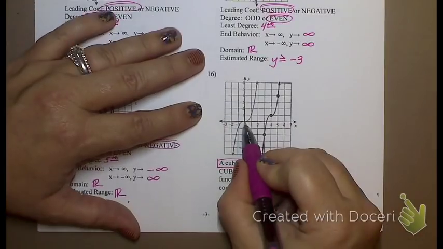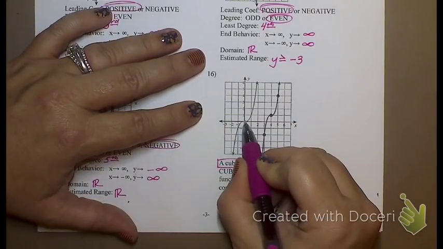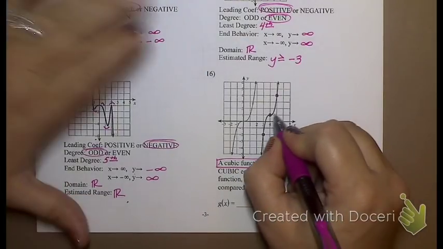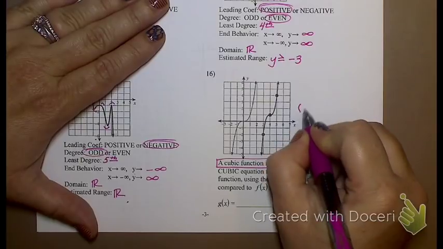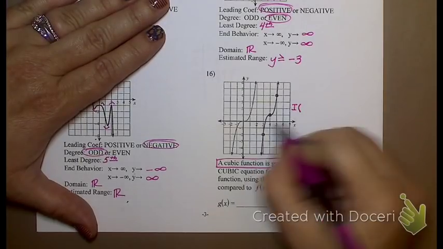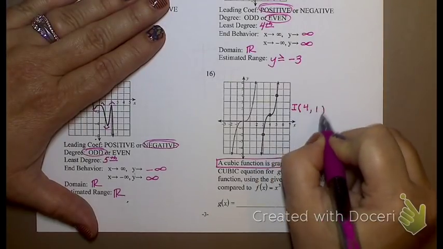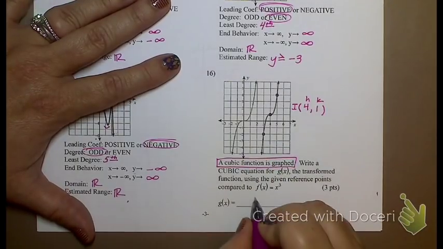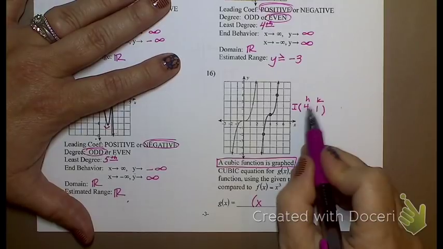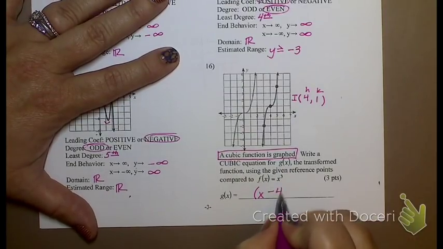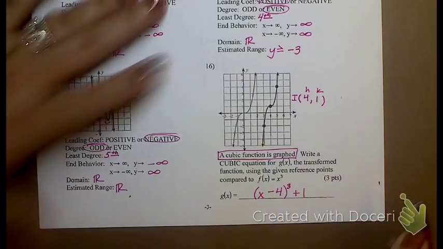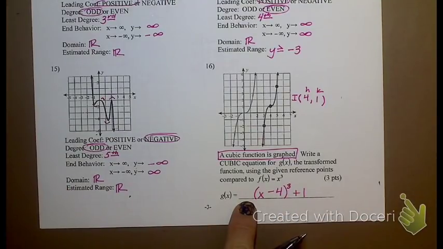Okay, so here's the original. The original always goes through the origin. And my new inflection point is right here. What are the coordinates of my new inflection point? 4, 1. That's my h and my k value. So I know I'm going to have x, that's a positive 4. It's going to look like (x - 4) cubed, and then my plus 1. I just need to figure out the a value now.